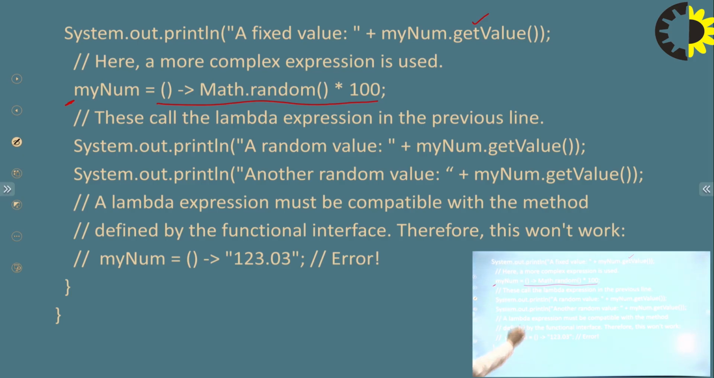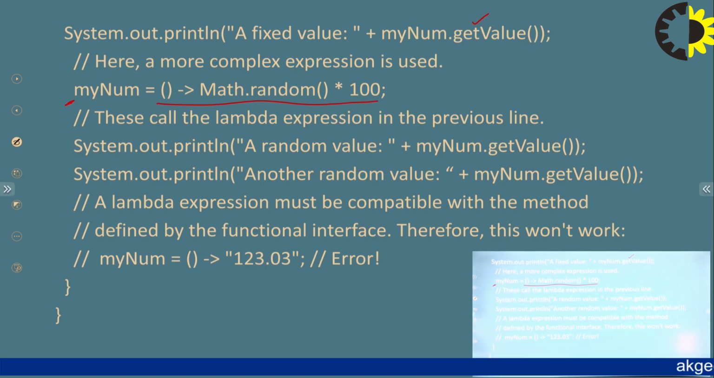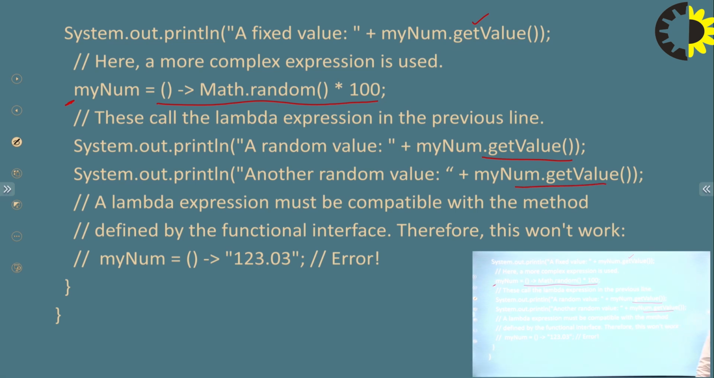Now, when this expression is assigned to this functional reference variable, the execution will be according to this lambda expression. So, when we call getValue, its implementation has been changed. This implementation will get the random value and multiply it by 100. And again, when we call getValue, because of Math.random it will give a different random number, multiplied by 100.